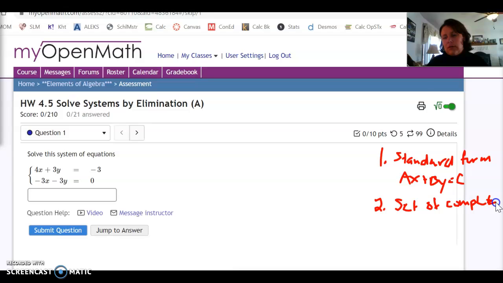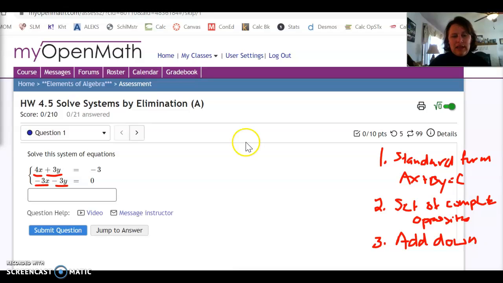Complete opposites. So in this case, our y's. So let's look at our x's. We have 4x and negative 3x. So those aren't even close to being the same opposite. But then look at our y's. We have a plus 3y and a minus 3y. So that's perfect. That's exactly what we want. So our y's are a set of complete opposites. So we're good with that.